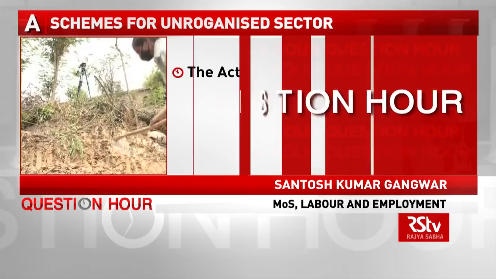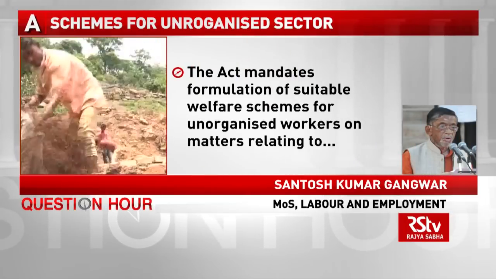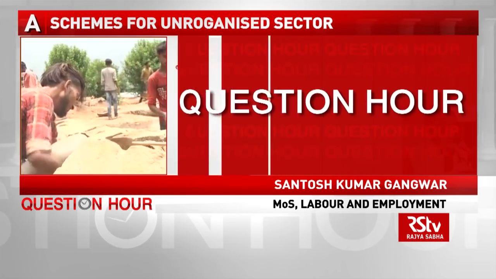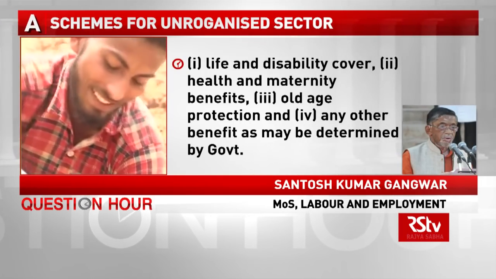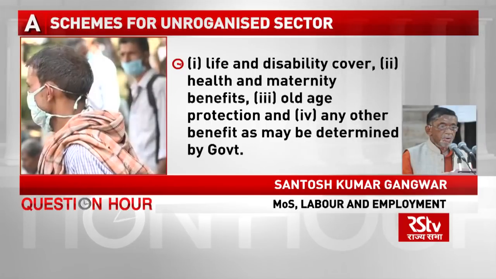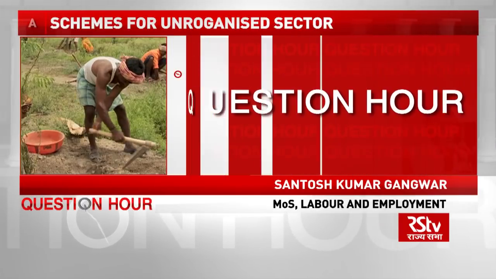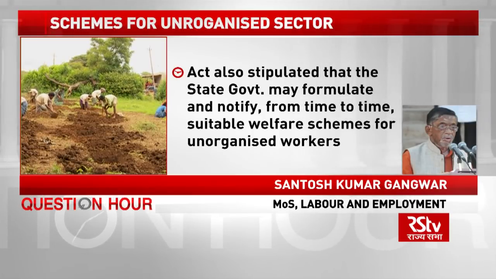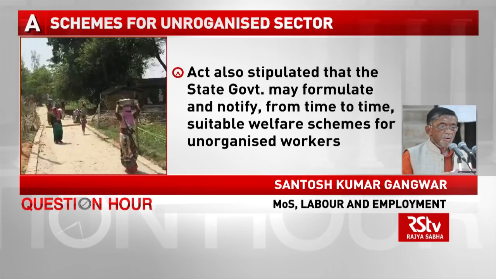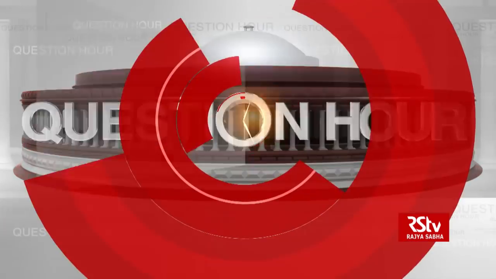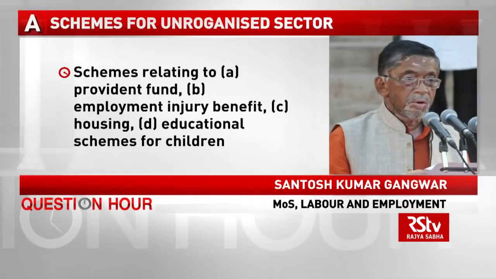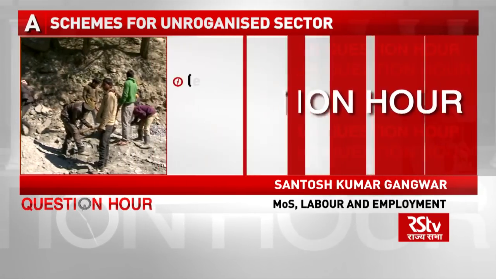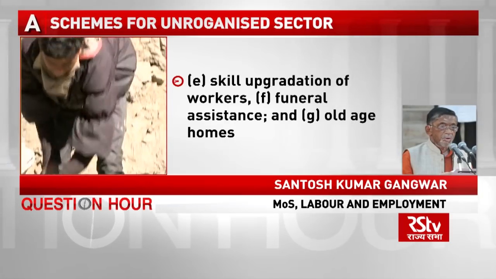This act mandates formulation of suitable welfare schemes for unorganized workers on matters relating to life and disability cover, health and maternity benefits, old age protection, and any other benefit as may be determined by the central government. Further, the Act also stipulated that the state government may formulate and notify from time to time suitable welfare schemes for unorganized workers, including schemes relating to Provident Fund, employment, injury benefit, housing, educational scheme for children, skill upgradation of workers, funeral assistance, and old age homes.